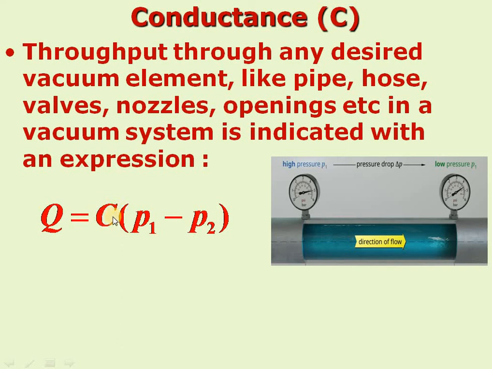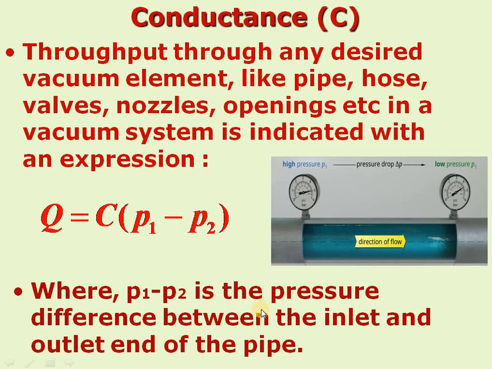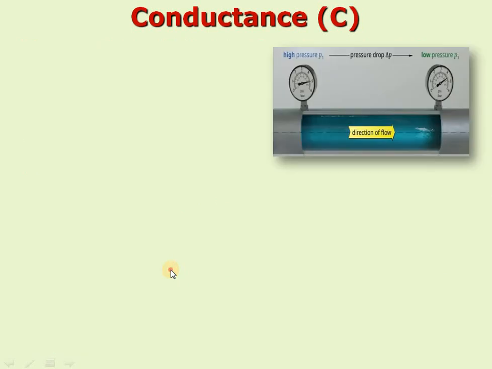So we define the conductance. It's a proportionality constant which relates throughput and the pressure difference. We can define conductance as a proportionality constant which relates the throughput of a pipe with the pressure difference. Here P1 minus P2 is the pressure differential between the inlet and the outlet end of a pipe, or of a motor also, since the motor also has an inlet and an outlet. So C is a constant, therefore known as conductance.